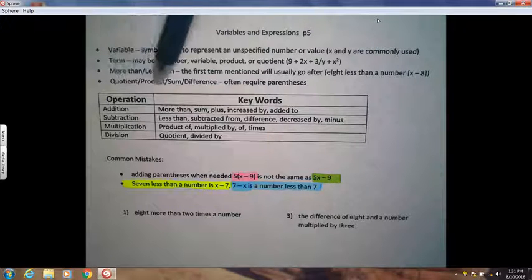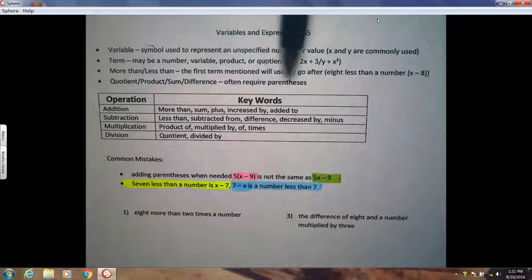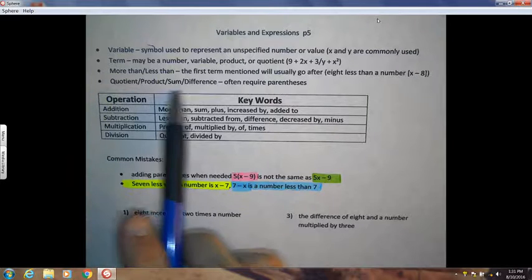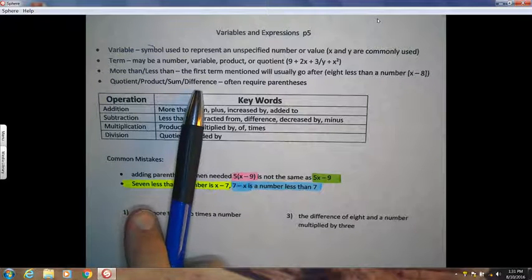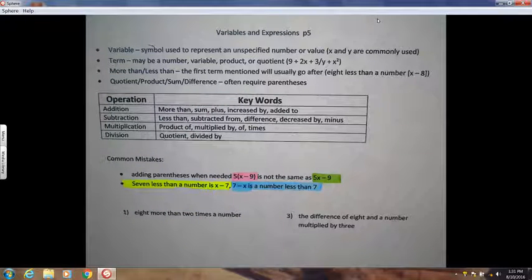Quotient, product, sum, and difference. These often require parentheses. Remember that a quotient is the answer to a division problem. Product is the answer to a multiplication. So the reason it has to be in parentheses is because you want to get that answer before you do something else with it. So when you see these, you'll often use parentheses, and even if you use parentheses and you didn't have to, you're not going to get it wrong. So it's always better to do that just to be safe.